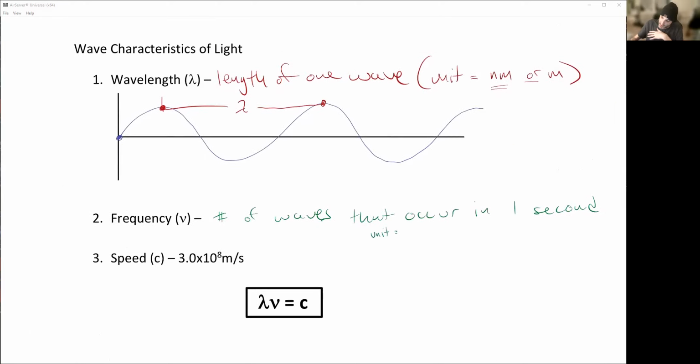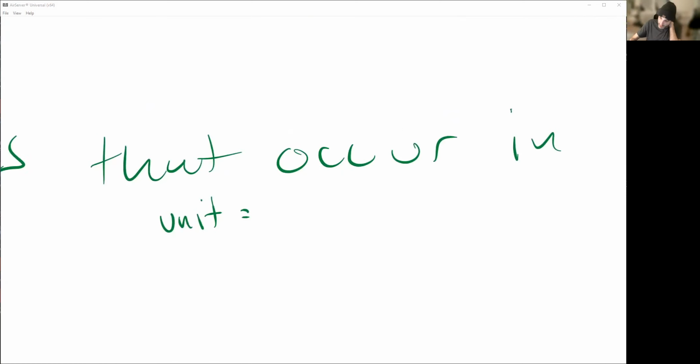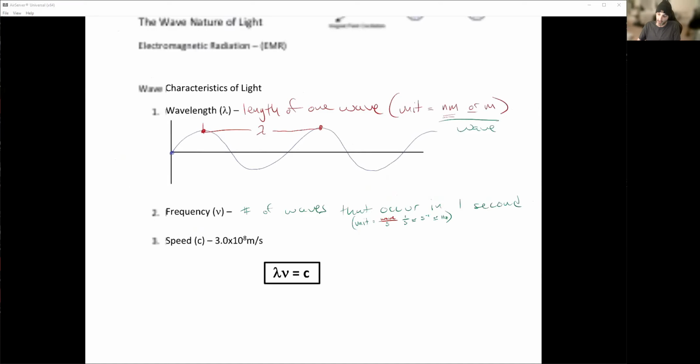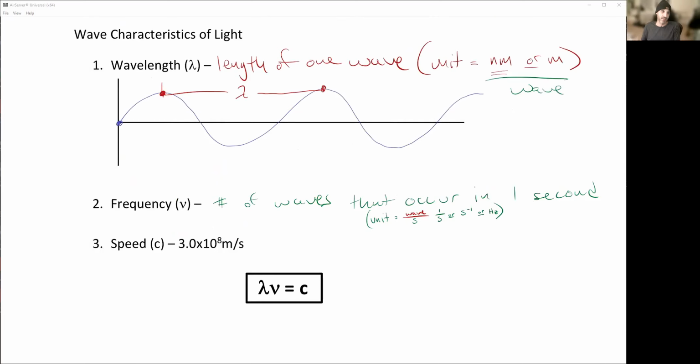Just like up here, this is meters technically per wave. And this unit is going to be essentially waves per second. Or what we really want to say is it's going to be 1 over seconds, or seconds to the -1, or hertz. A hertz is considered an inverse second, or cycles per second, waves per second, that type of thing. So per second, inverse seconds, that's the frequency.